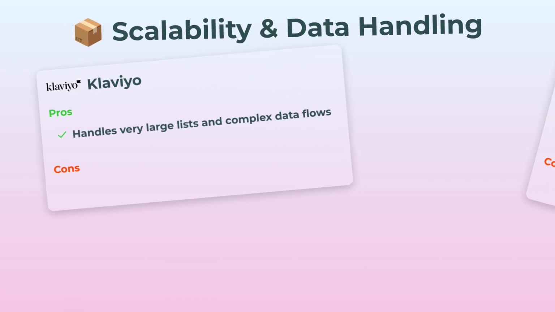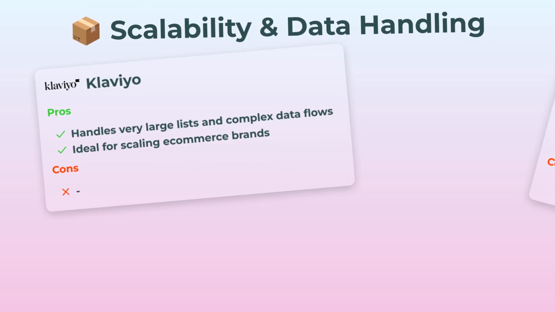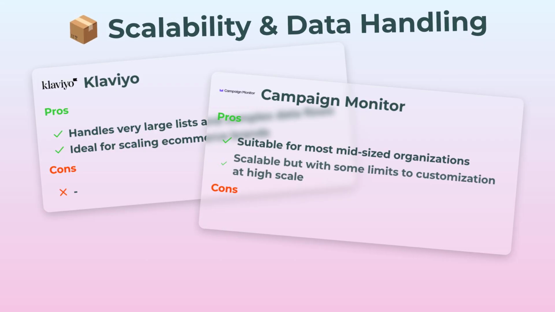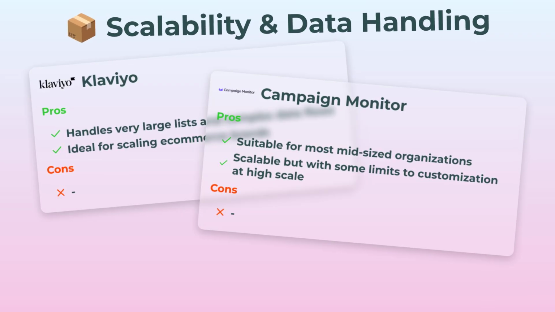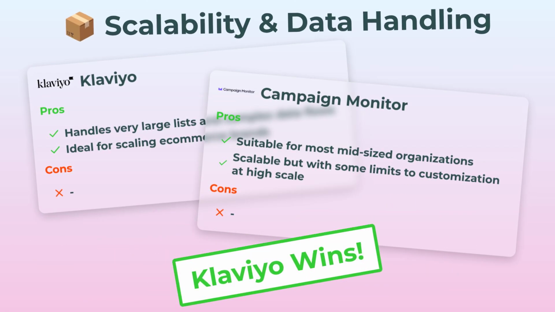Scalability and data handling. Klaviyo is built for the big leagues, straight up. It can juggle massive lists, complex flows, huge data sets, pretty much whatever you throw its way. Ideal if your e-commerce biz is blowing up. Campaign Monitor's totally scalable too for most mid-sized teams. But when you get to super custom stuff or giant brands, there's just a few limits. So for raw scaling power, Klaviyo gets this one.